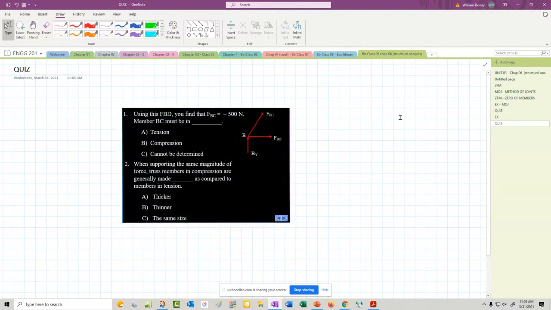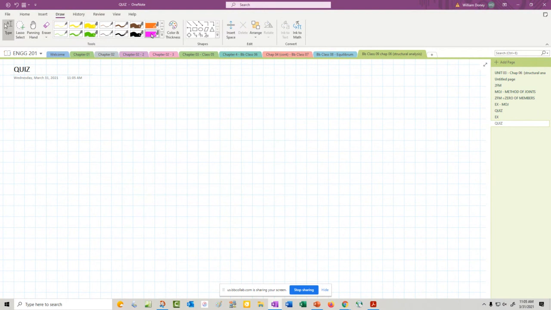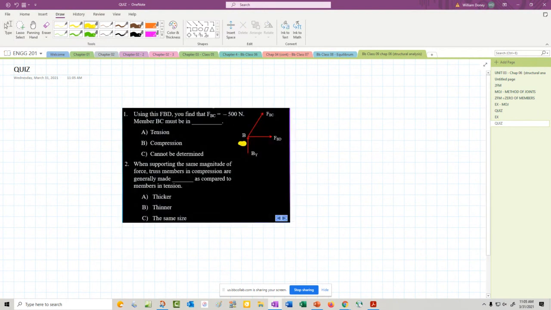So looking at number one, using this free body diagram that someone drew. Somebody drew the arrows on joint B and they drew directions. At joint B, it looks like they've already made directions, which I just erased. So we're looking at joint B, and they've already drawn directions. You find that FBC is minus 500. So when you do the sum of forces at the joint, you find out that FBC equals minus 500. Member BC must therefore be in, and they're asking about tension, compression, or cannot be determined.